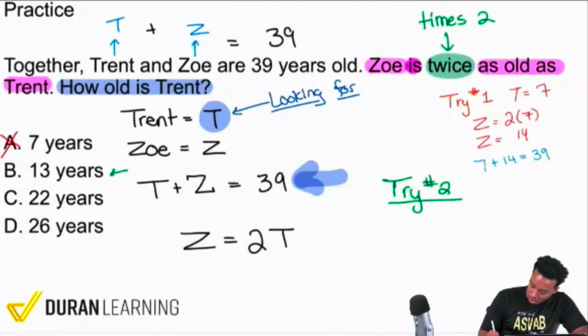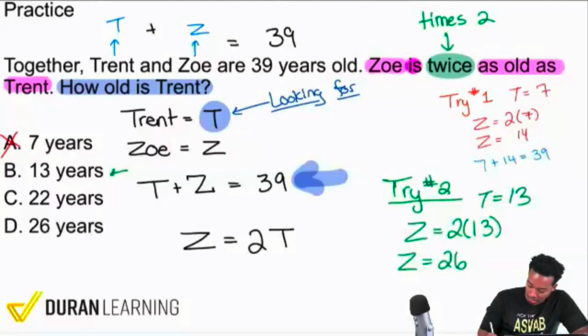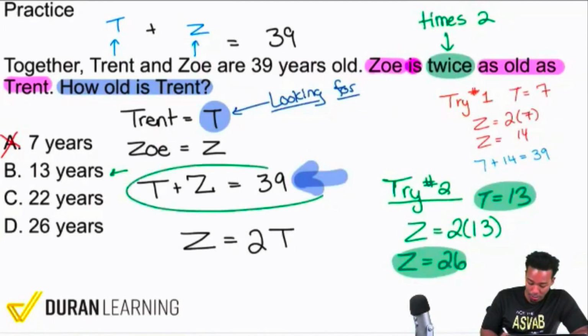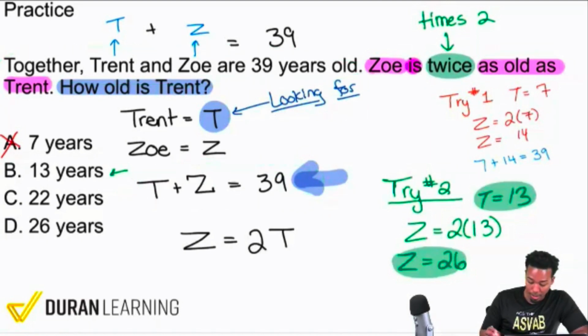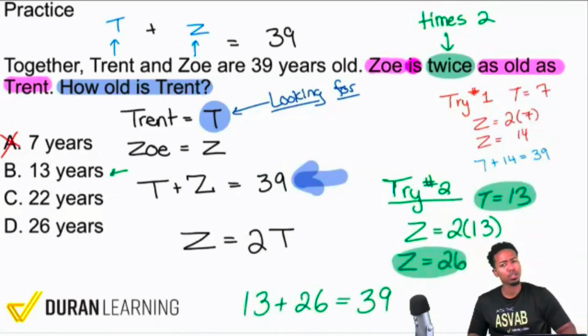If Trent equals 13 years old, let's plug it in. If Trent's 13, Zoe's double that. What's double 13, everybody? 26. So Zoe would be 26. If Zoe is 26 and Trent is 13, and we add their ages together, they're supposedly 39. 13 plus 26 equals 39. Is that true? Is 13 plus 26 39?